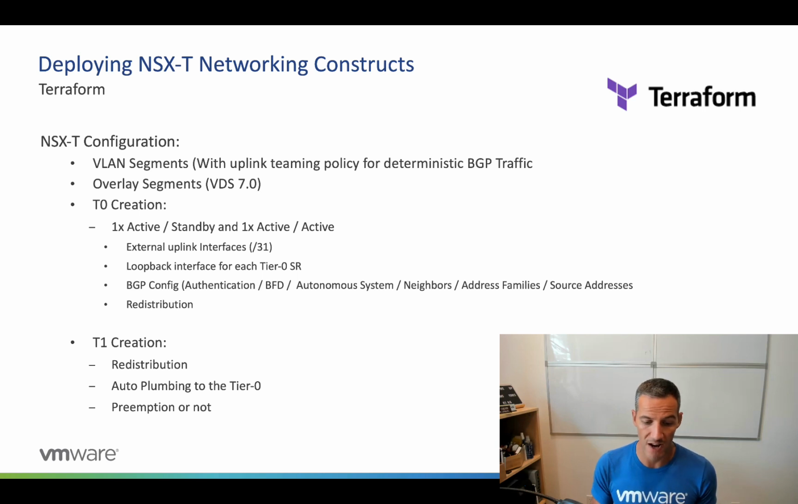We'll have to configure our VLAN segments, our overlay segments, the tier 0 creation, what BGP configuration do we want, what high availability mode do we want for our tier 0, the neighbors that we want, the autonomous system number of our tier 0 and the autonomous system of the BGP neighbors, for example. Which BFD timers do we want? That's something that we need to think about before we actually create the code. We need to take all these variables into consideration when we create the code, because this has some implication.